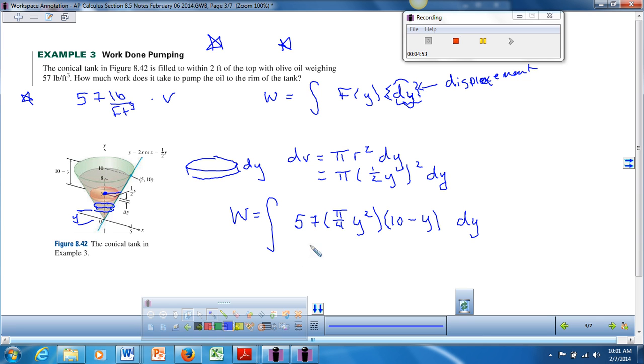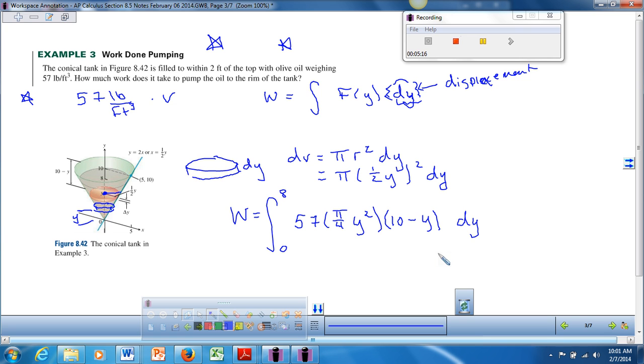Now, when we think about what interval we will integrate over, you have to think about where the slabs are. So the slabs will go from 0 up to what? Not to 10, to 8, right? The oil starts off only from 0 up to 8. So our integral then is going from 0 to 8. And that is the integral that we would solve.